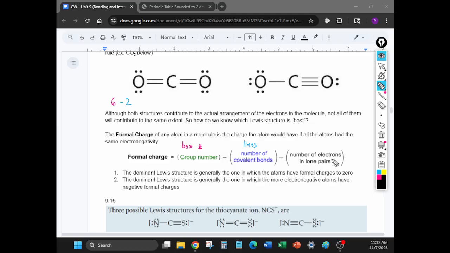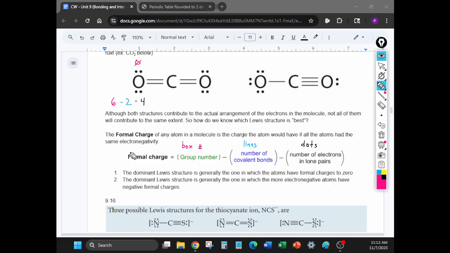And then lastly, the number of electrons in lone pairs, basically how many dots are next to the element. So if you look at O, there are 4 dots. So minus 4, which means our formal charge for this oxygen right here is going to be 0.